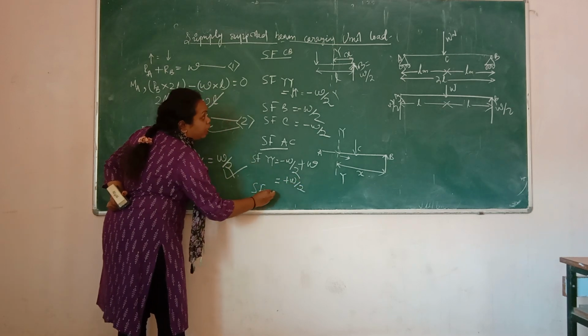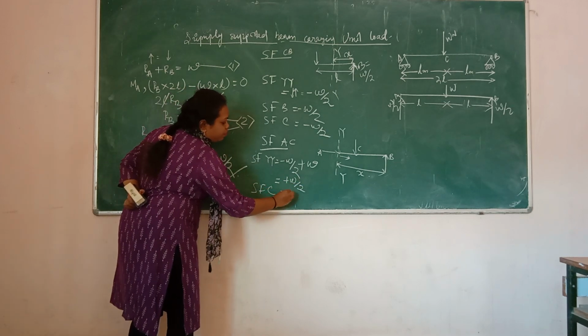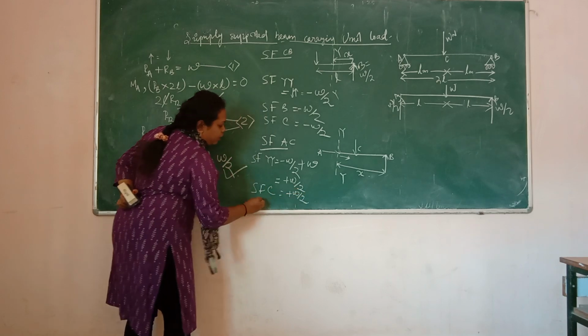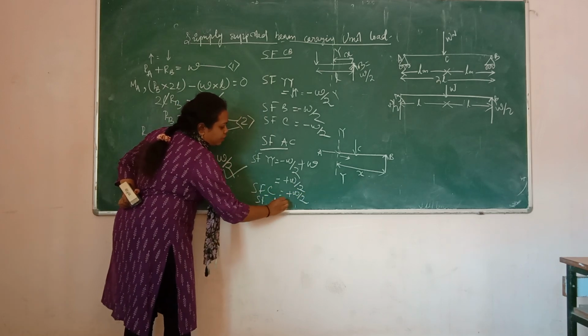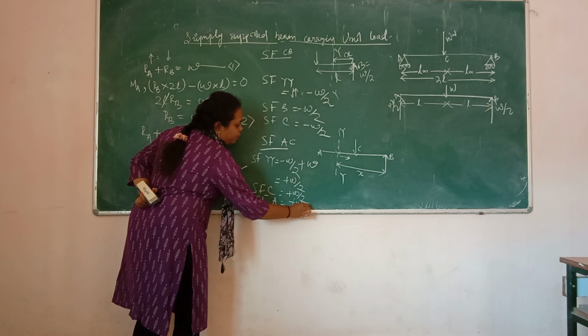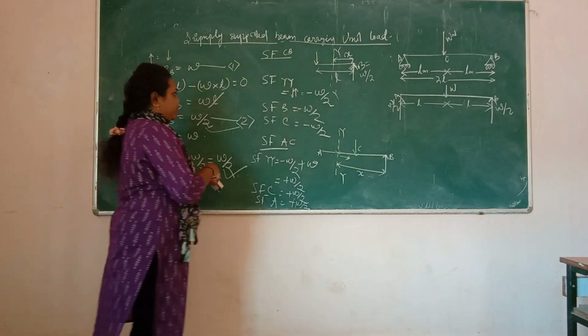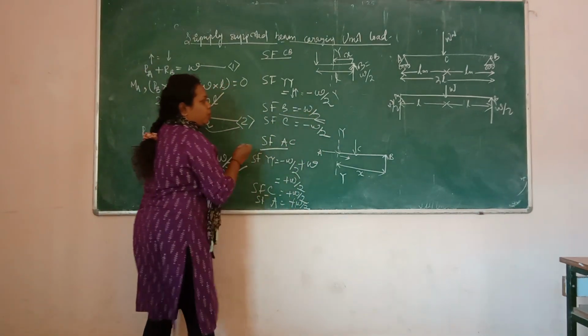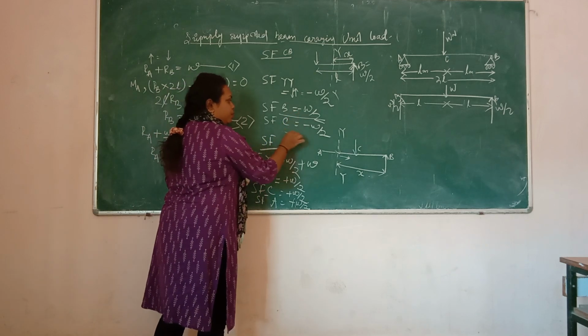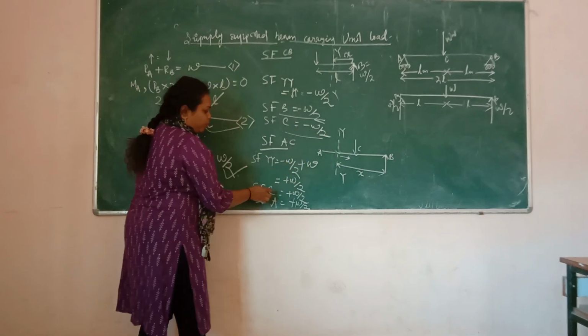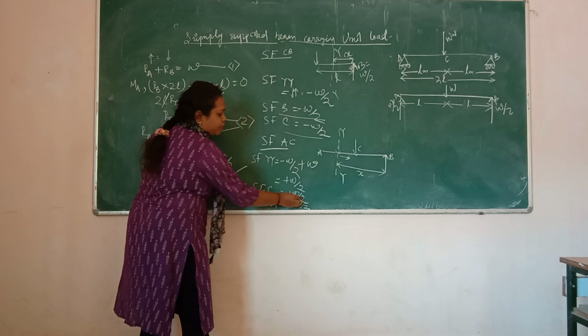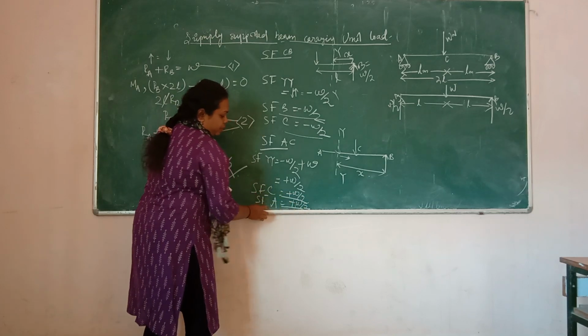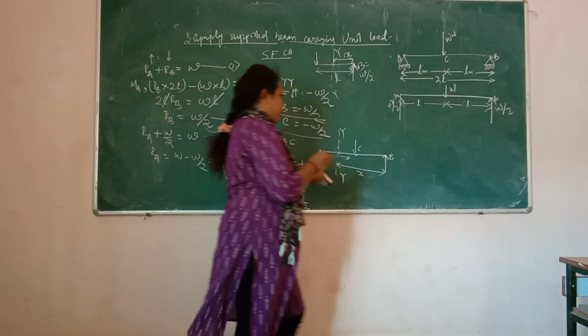So shear force at C also plus W by 2 and shear force at point A is plus W by 2. So here the shear force at point B is W by 2 minus W by 2, shear force at point C is minus W by 2, shear force at point C is plus W by 2 and shear force at point A is plus W by 2.